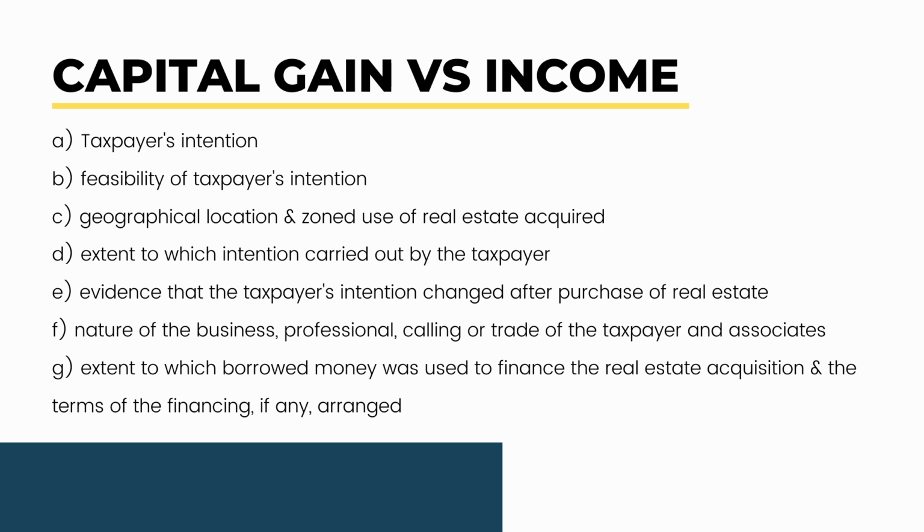So your intention, how likely you're going to carry out the intention, your location, your professional knowledge, how often you do these deals, and all these criteria that I mentioned earlier, and they would then make the conclusion to decide whether the transaction is on the capital gain side or income side. If it is on the income side, you would not be able to claim primary residence exemption, even though you move into the property.